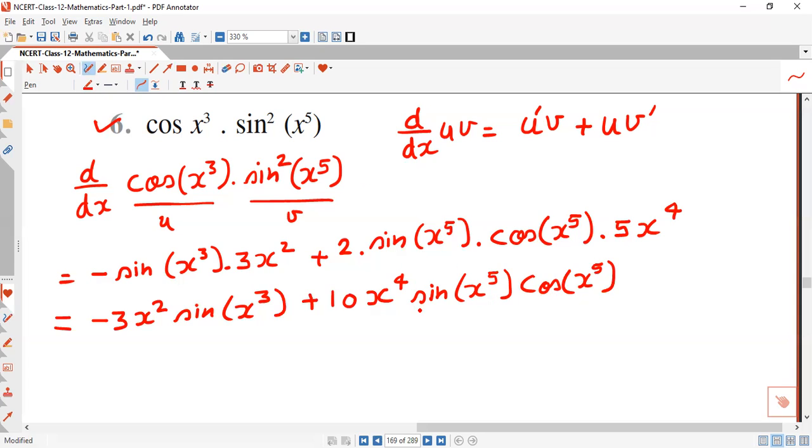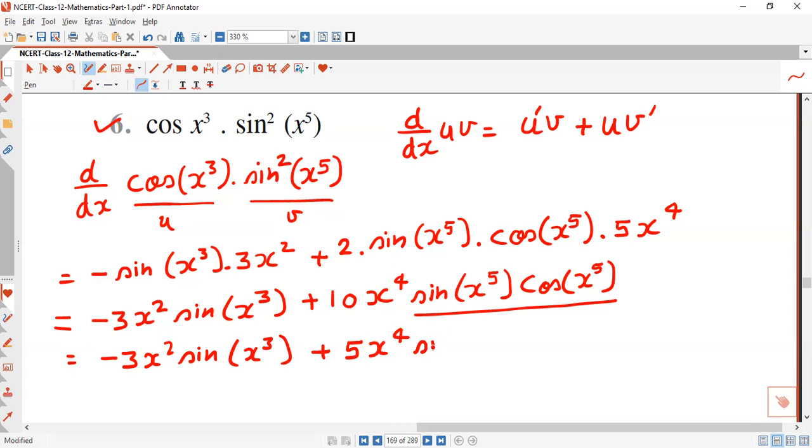Or you may also simplify this one, like the sin a cos a. Making a 2 sin a cos a will be equal to sine of 2 times x raised to 5. That is also possible. I can combine these two terms also, if I wish. Okay, let's do it here. I am saying 2 times sin a cos a becomes sin 2a. So now we have 5 x raised to 4 sin 2 times x raised to 5. I combine this one. So this is the answer.